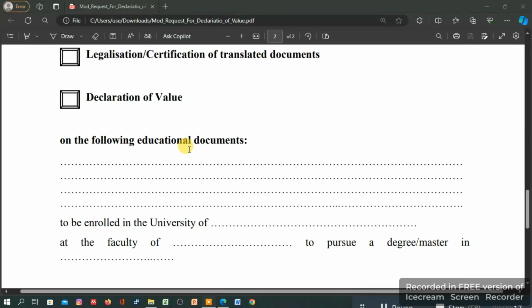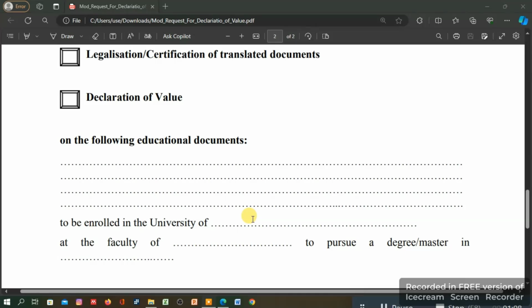On the following educational documents, you list all the educational documents that you are submitting to the embassy to use for your declaration of value. So JHS transcript is not needed, but SHS certificates and transcripts, university certificates and transcripts, you understand, those are the educational documents that you need for the declaration of value. So any educational document that you have, you list it here. Then to be enrolled in the university of, the university that you've gotten admission at, that is the university you use for the DOV. You should be very particular.